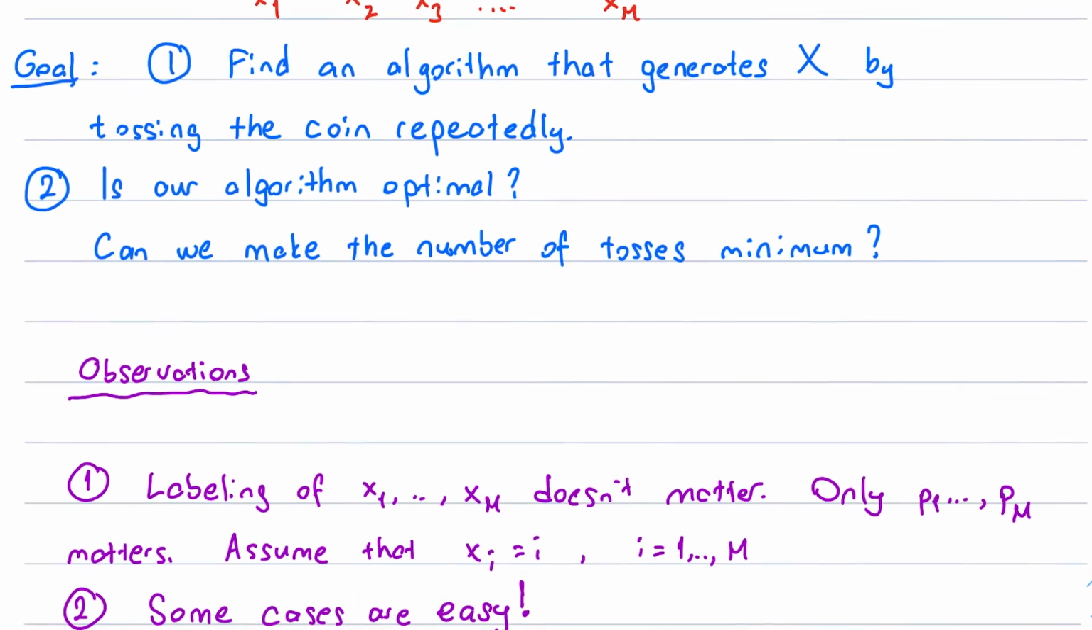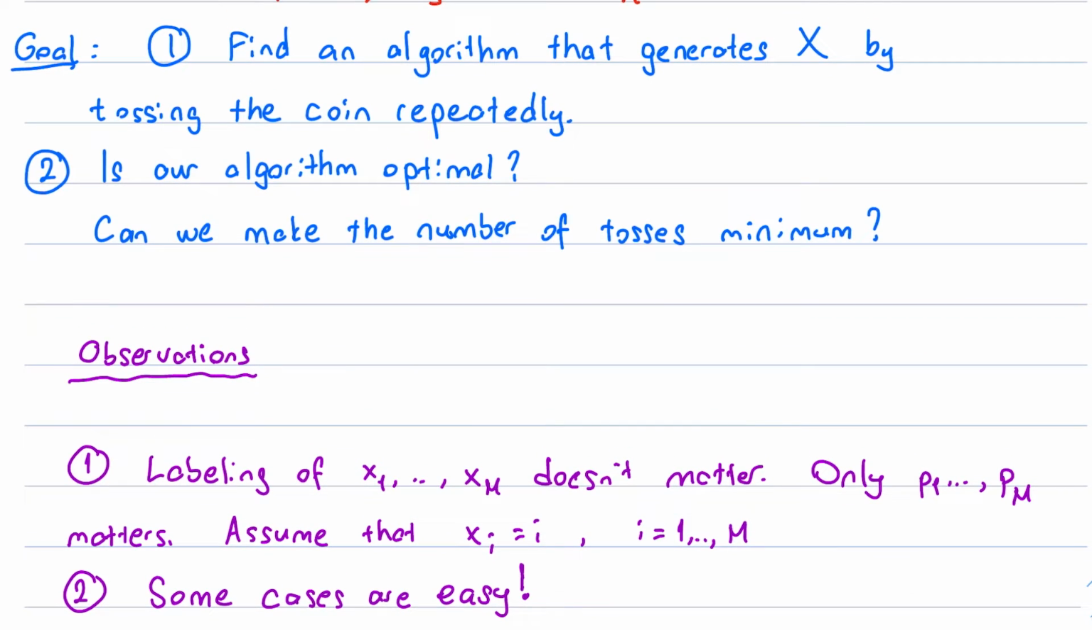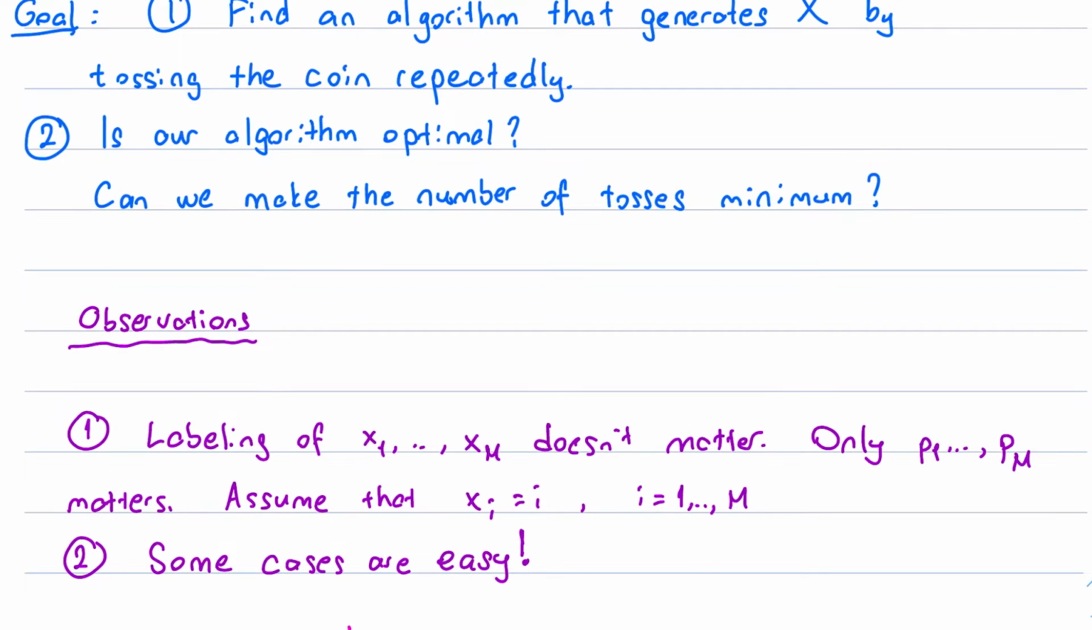And the goal here is to find an algorithm that generates the random variable X by tossing the coin repeatedly, meaning that by looking at the random coin tosses, we have to decide what X should be. And because the tosses are random, the outcome of the algorithm is also random, and its distribution must match the distribution of X that we are interested in. And secondly, we want to ask if our algorithm is optimal in some sense. For example, can we make the number of tosses minimum?